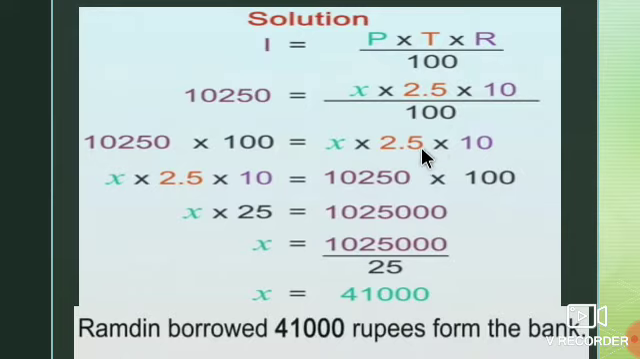Now put the values in the formula P into T into R upon 100. The principal we don't know, so X. Time 2.5, rate 10, and the interest is 10,250. Let's solve this. Shift this 100 to the left hand side and multiply it. Then for our convenience, take the variable side to the left hand side, X into 2.5 into 10 here, and this 10,250 into 100 to the right side. After calculating it, you will get X equal to 41,000 rupees. So Ramdeen borrowed 41,000 rupees from the bank. Understood it?